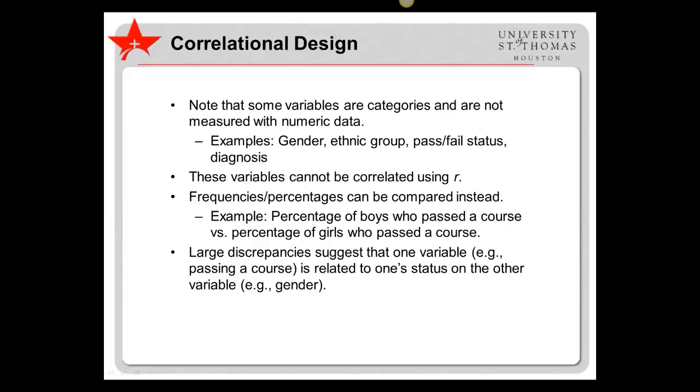For example, the percentage of boys who passed a course versus the percentage of girls who passed a course. Large discrepancies suggest that one variable, for example, passing a course, is related to one status on another variable, for example, gender.